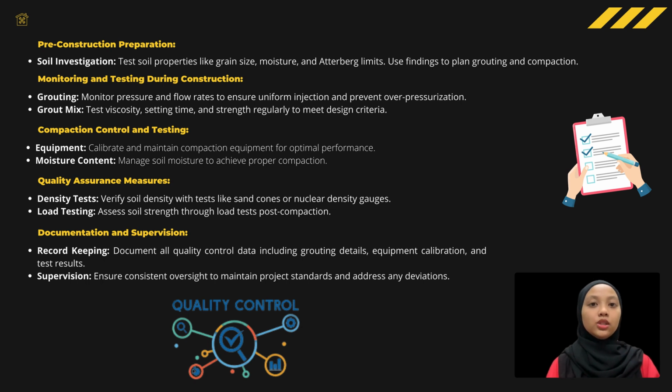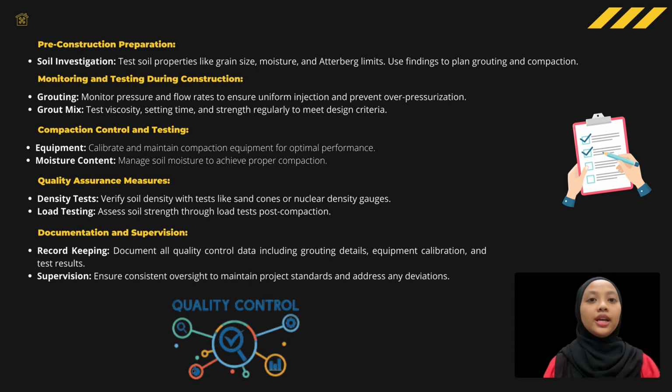Next are the quality control measures during the construction. Pre-construction preparation: first, do the soil investigation. Test soil properties like grain size, moisture, and Atterberg limits. Use the findings to plan grouting and compaction.